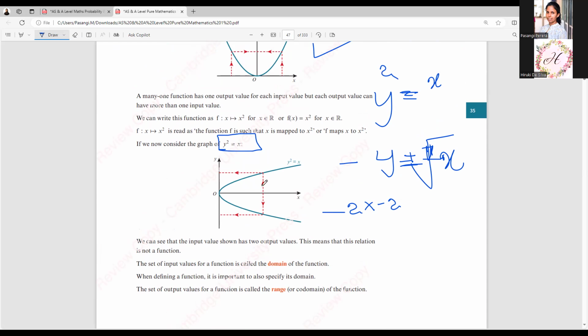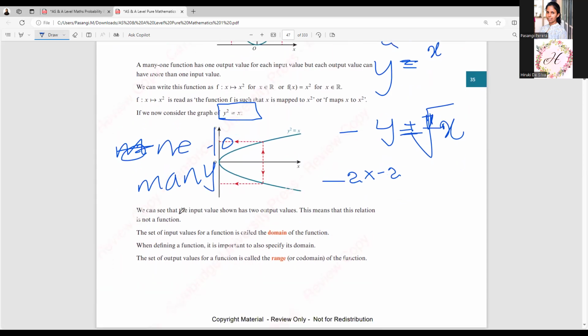So here, a basic thing is that for this input we have multiple outputs. If so, this is what we call one to many, which is not a function. That's the summary. We can see that the input value shown has two output values. This means that this relation is not a function.